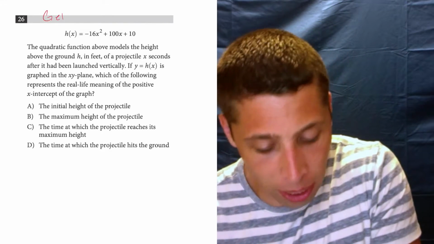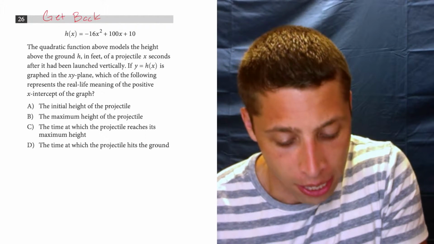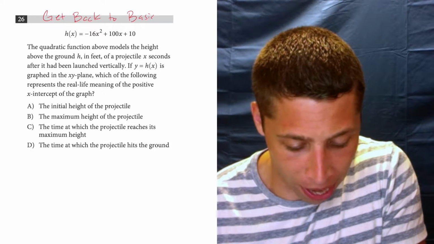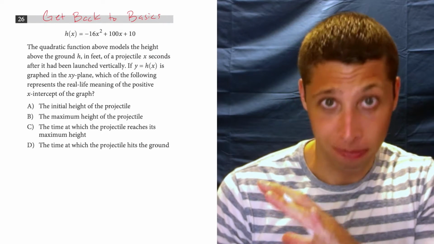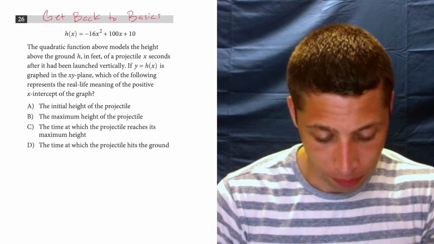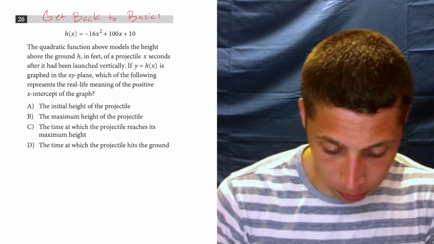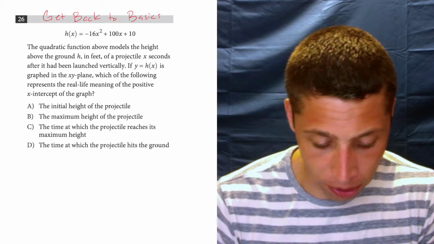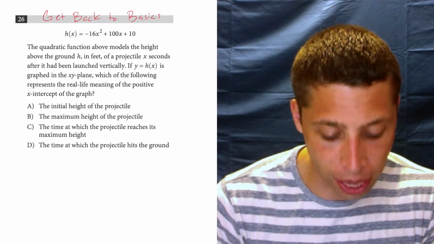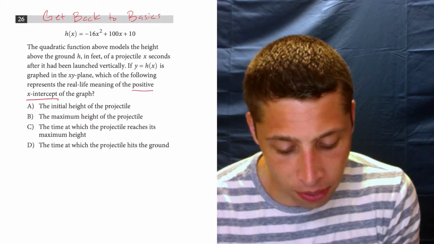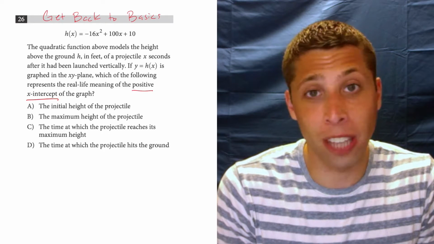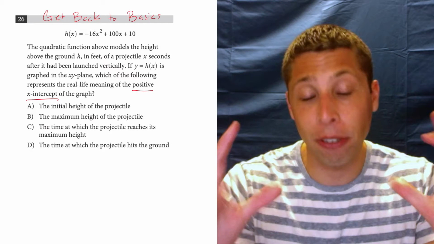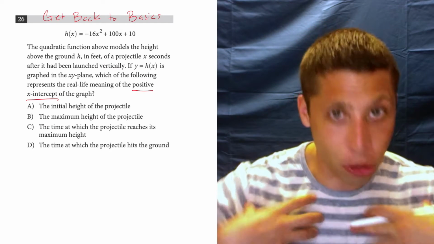So this is our Get Back to Basics strategy. This is not really about heights or projectiles. This is about quadratics. What do we say? Here we go. If y equals h of x is graphed in the xy-plane, which of the following represents the real-life meaning of the positive x-intercept of the graph? That word x-intercept has got to stick out in your mind and become the driving force of the question.